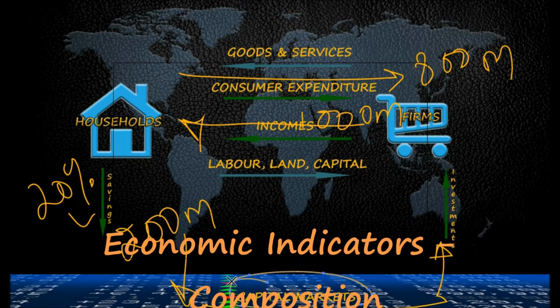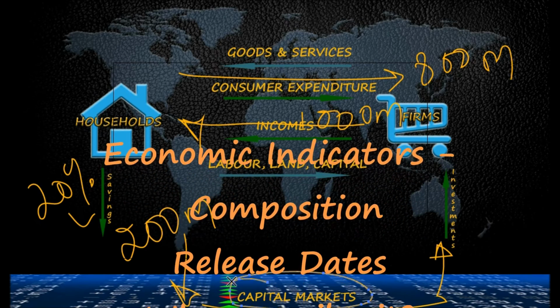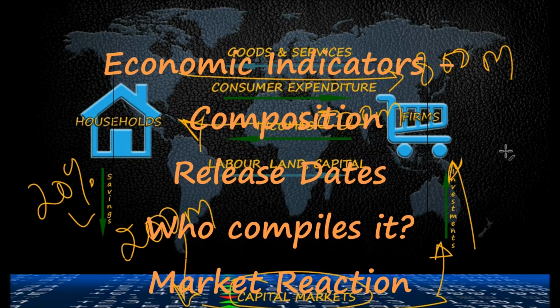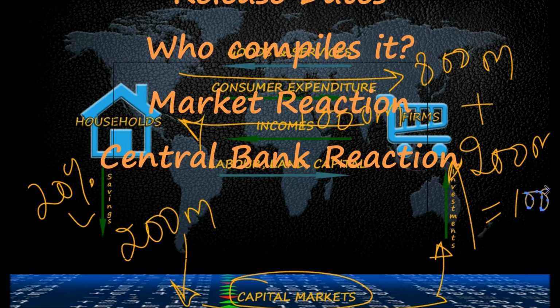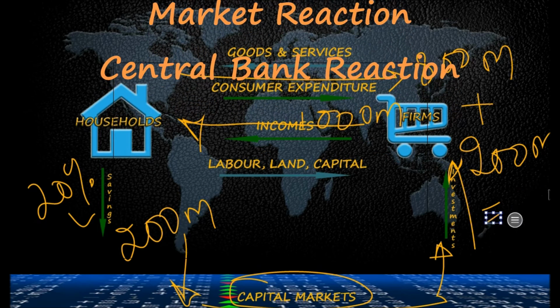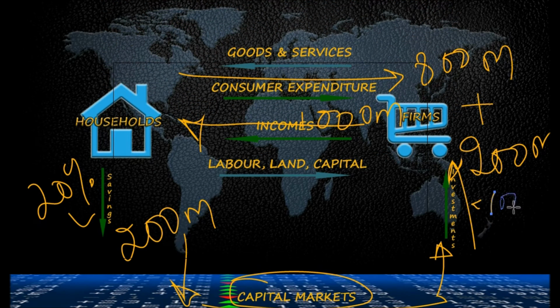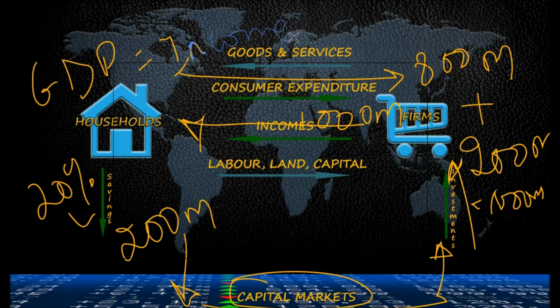For each indicator, we discuss its composition, who publishes it, its release dates, its importance based on whether it's a leading, lagging, or coincident indicator, its effect on the stock, bond, foreign exchange markets, and the central bank's reaction to each indicator.